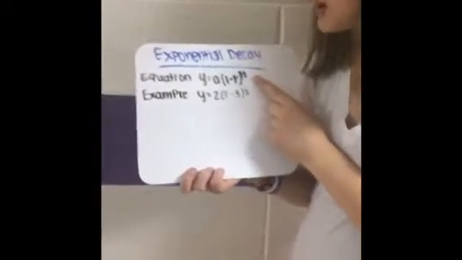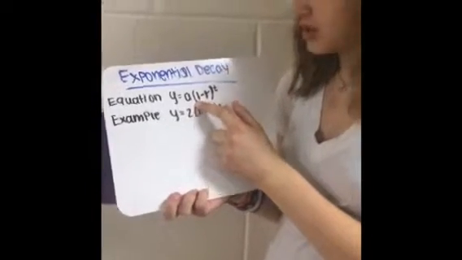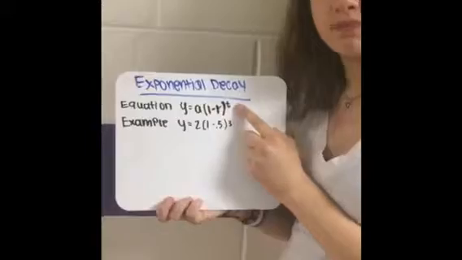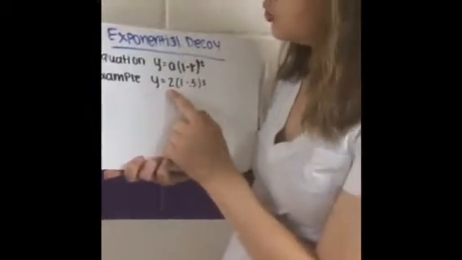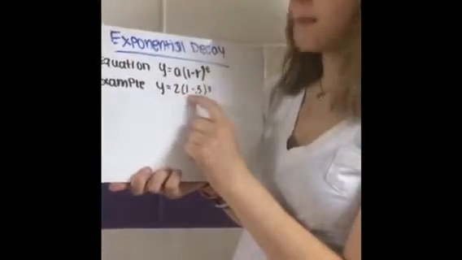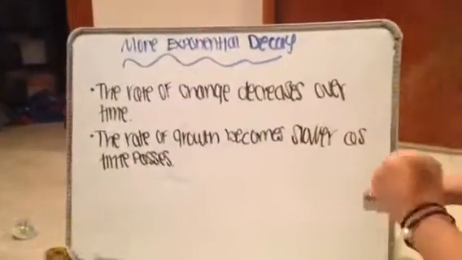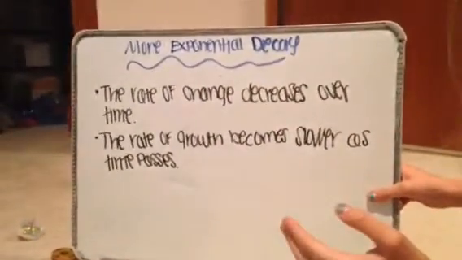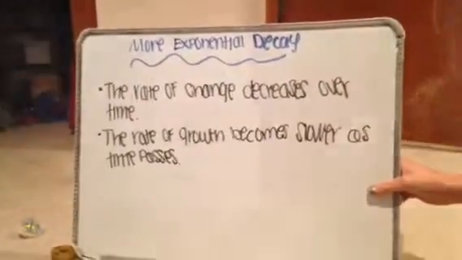The equation for exponential decay is y is equal to a, open parentheses, 1 minus r, close parentheses, to the power of t. An example of this would be y is equal to 2, open parentheses, 1 minus 0.5, close parentheses, to the power of 3. Okay, so in exponential decay, the rate of change decreases over time, and the rate of growth becomes slower as time passes. That's an example for a word problem for exponential decay.